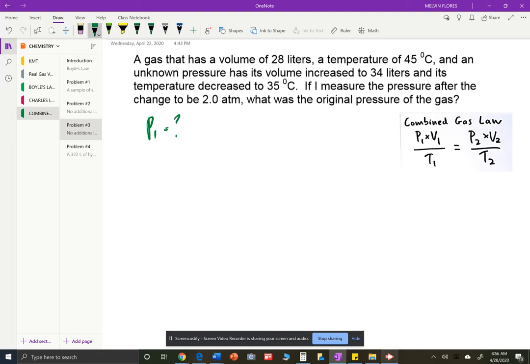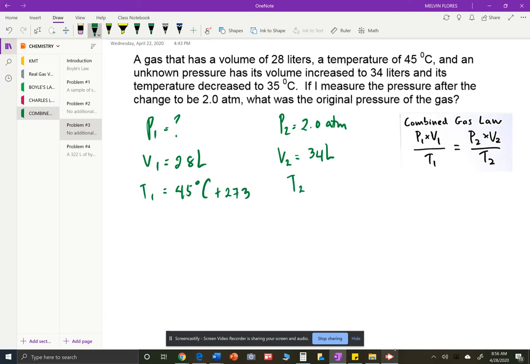So that means original pressure is your P1. If the pressure was changed to 2 atm, that means 2 atm is your P2. And then your initial volume is 28 liters. And then your final volume is 34 liters. And of course, your initial temperature is 45 degrees Celsius. Remember to convert this into Kelvin by adding 273. And also your T2 equals 35 degrees Celsius plus 273.